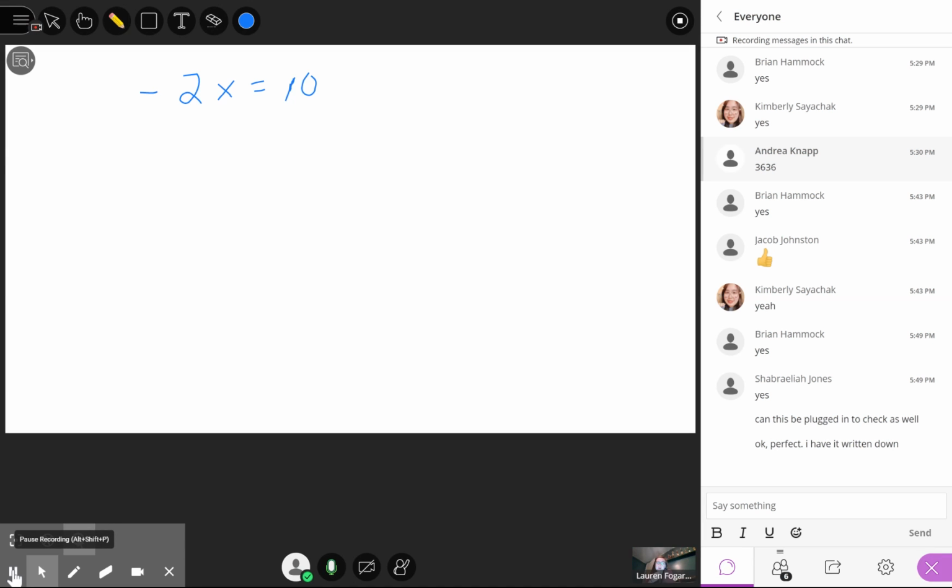Okay, the directions on this problem are to solve the equation. And when you see the directions that say solve, that means you are trying to get the x alone on one side of the equal sign. You can almost think of it as playing a game. And the way you win at this game is you get the x alone on one side.